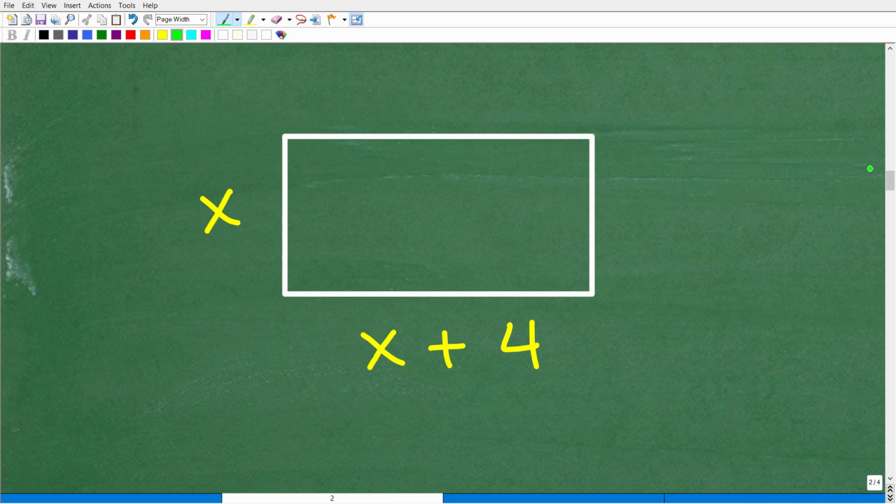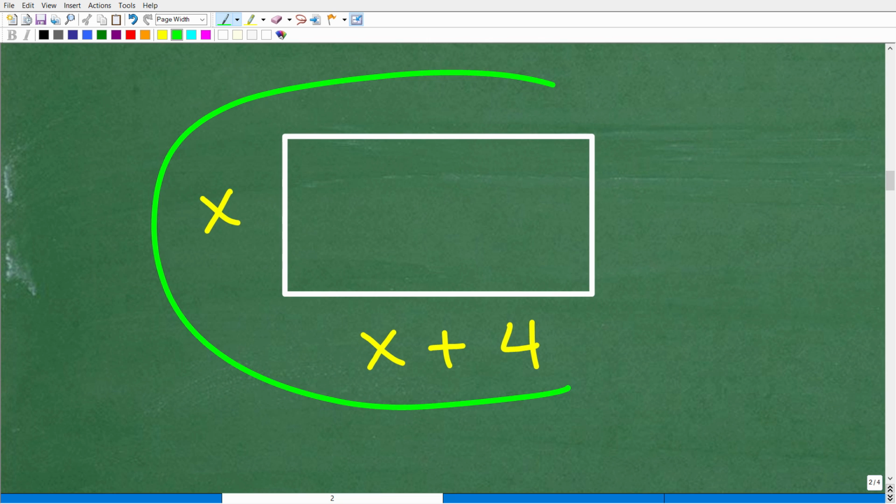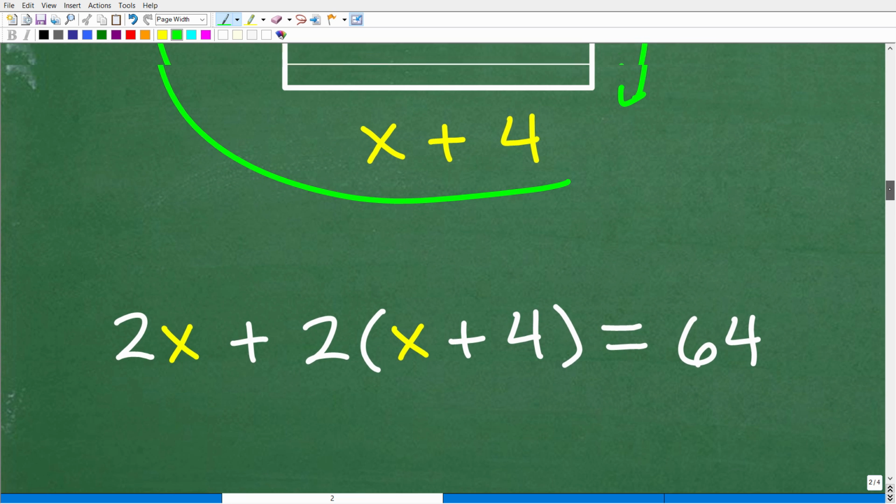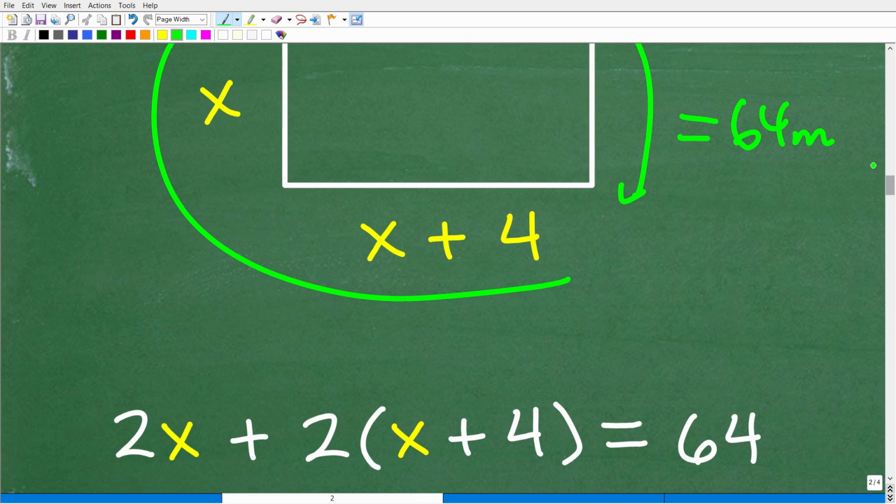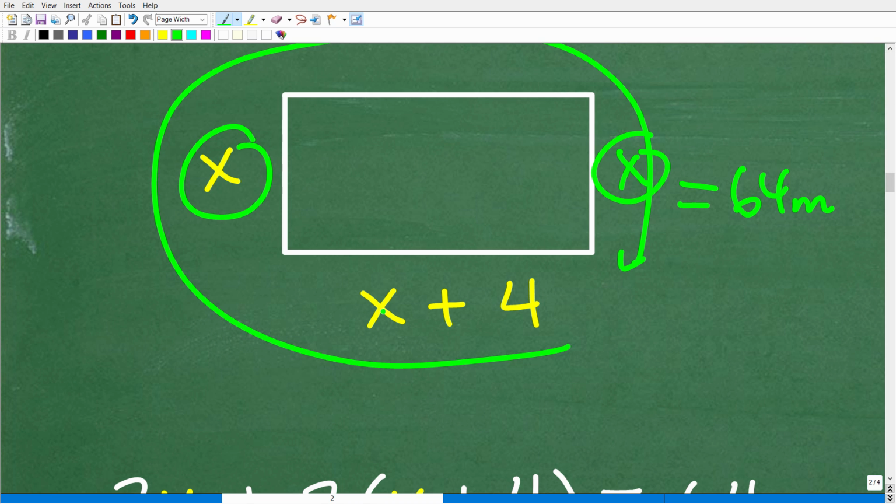All right, so let's go ahead again and define the perimeter of our rectangle and set this equal to 64 meters, because that's how much fence we need to go around this rectangular garden. So instead of going x plus x and x plus 4 plus x plus 4, we could write it out this way. We have x here and we also have x here, so that will be the same thing as 2x. And over here, we have x plus 4 and x plus 4, so together we have 2 times x plus 4.